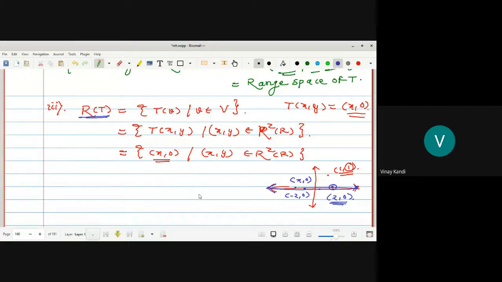Take any point on the x-axis, what will it be? Suppose it is (-5, 0). The second coordinate must be 0. But if the point is, for example, (-2, 3), the second coordinate is not 0. So this point is not in that set. That means this point is not in the range set of T. Any doubt now? So this is the range space.